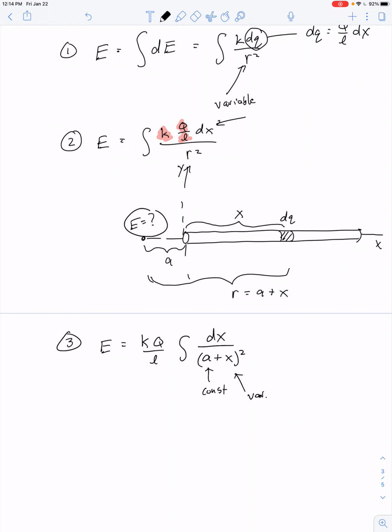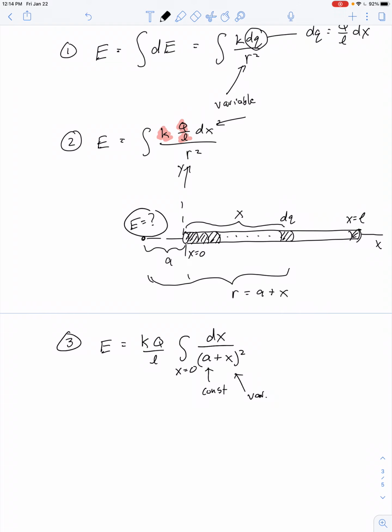And we need to include our limits of integration. So where are we integrating from? From x equals, well, the very first element of charge sits here at x equals 0, and then we have another element of charge here, another one here. We're going to account for every one of them until we get to the last one here at x equals L.